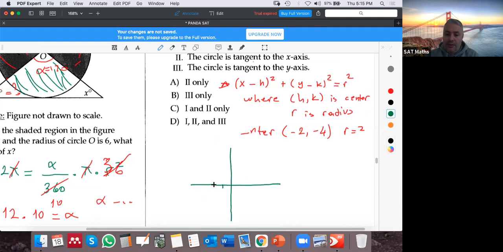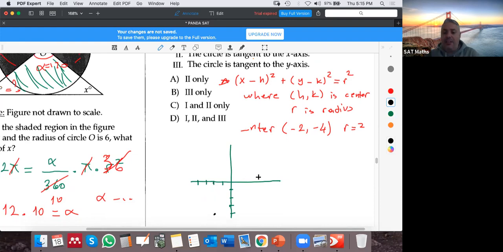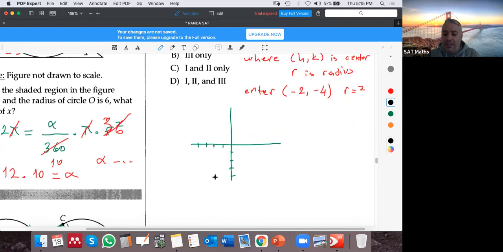So -1, -2, -3, -4, -1, -2, -3, -4. So the center is x is -2, y is -4. It means it is here. This is now the center. From the center to the circumference, this is now the radius. But I know that the radius is 2. That means it must pass here, and the above must be here somewhere. So the circle is something like this, guys, okay? This is 2 units.